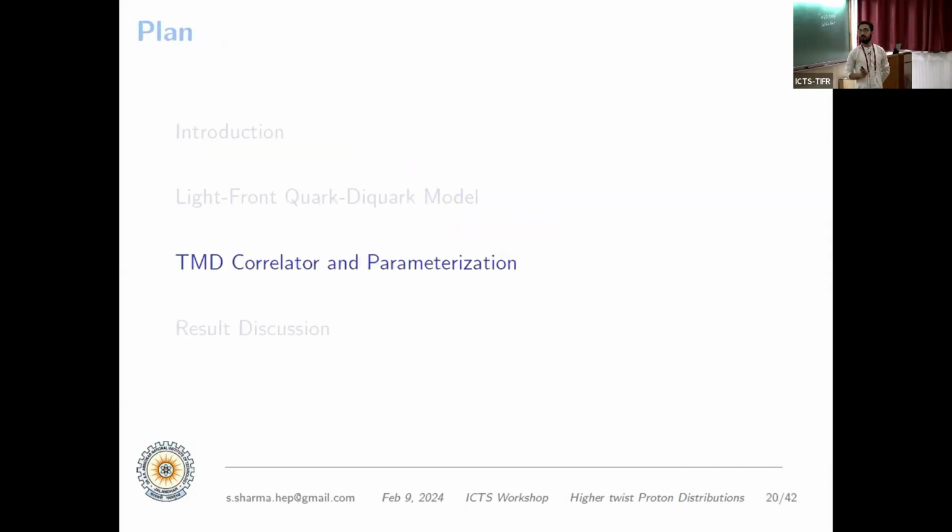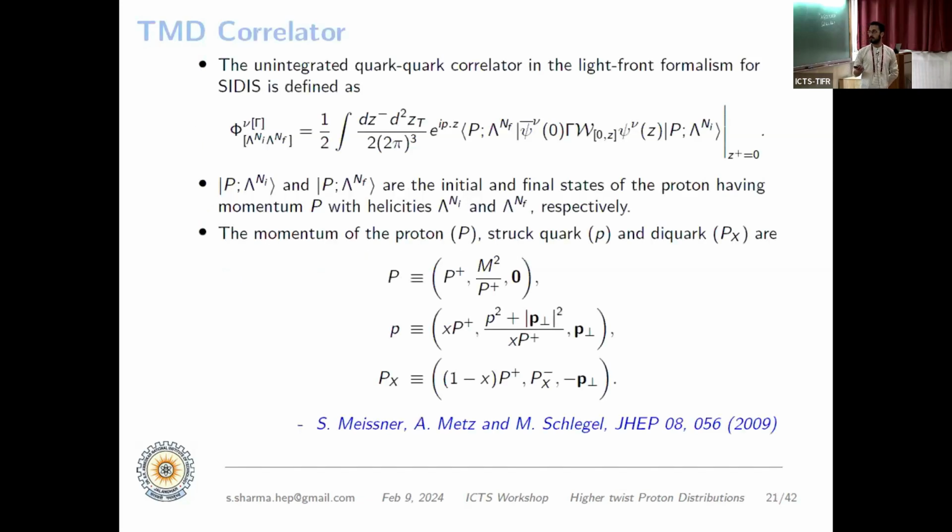At this point, it is good to point out that whatever calculation I am doing corresponds to the Wandzura-Wilczek terms or the mass terms. We are planning to include the pure tilde terms, or pure twist-3 contributions. Right now we have not done this, but we will do that in the future.